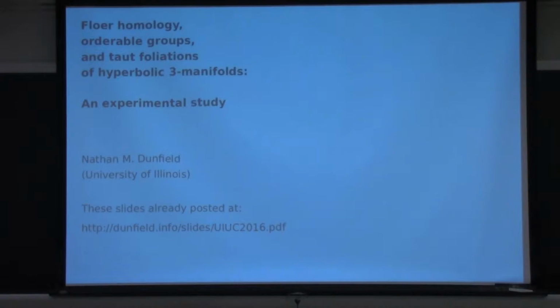So, as my title suggests, I want to talk about three things which at first glance will not seem to have anything to do with one another. I'll talk about Floer homology of the kind that Tom Rofka was telling us about last week in his two talks. I'll talk about a property of groups, whether they have left invariant orders, and then I'll talk about a certain kind of codimension 1, two-dimensional object in a hyperbolic 3 manifold, namely a taut foliation.